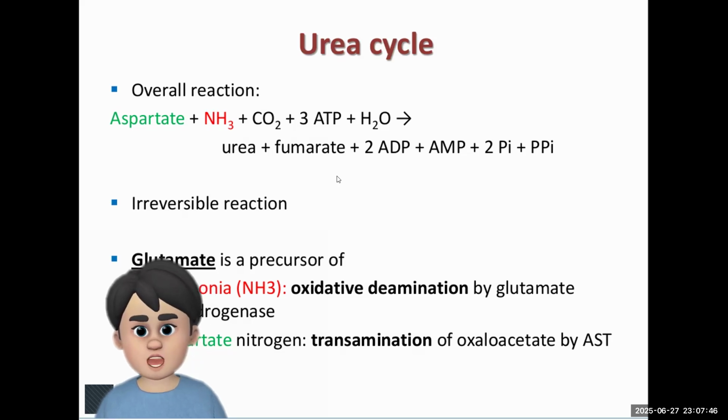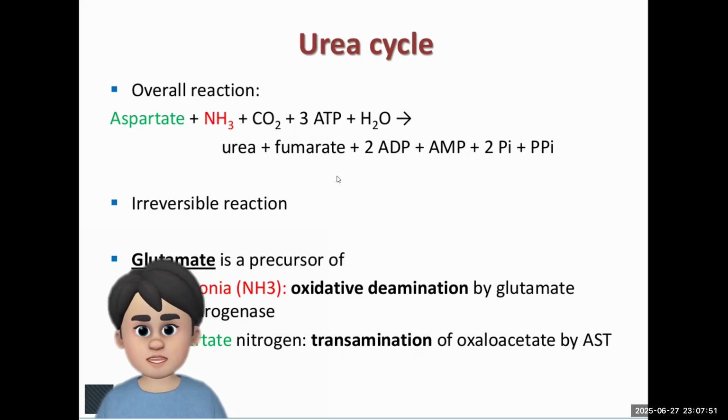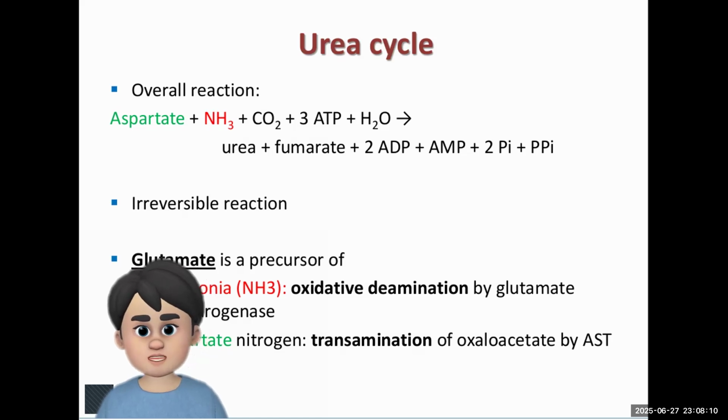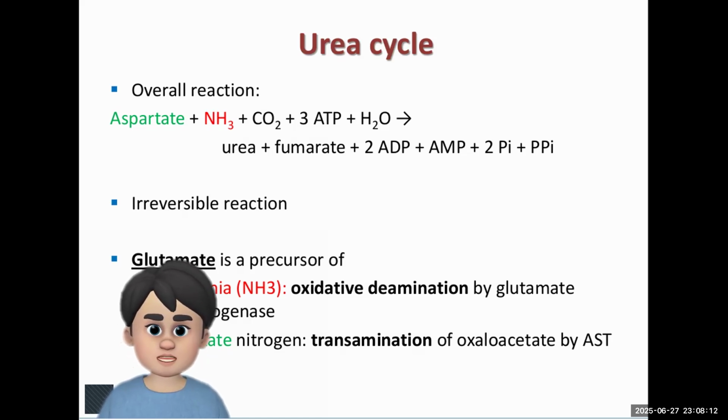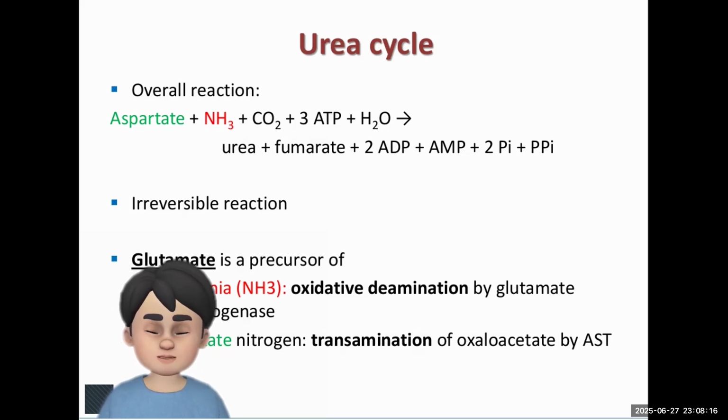What you have to know here is the basic ingredients for making urea. You need ammonia, carbon dioxide, and at one stage aspartate is also included. So you can research and find out about the overall urea cycle. In some textbooks, they have taken out aspartate and started with the ammonia. The important thing is this is an irreversible reaction. That means it happens only one way, right?